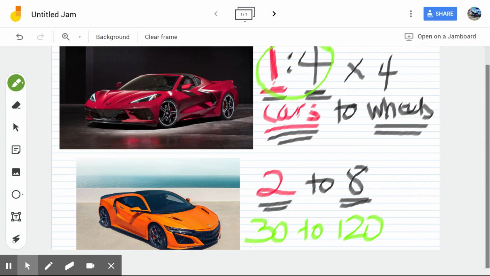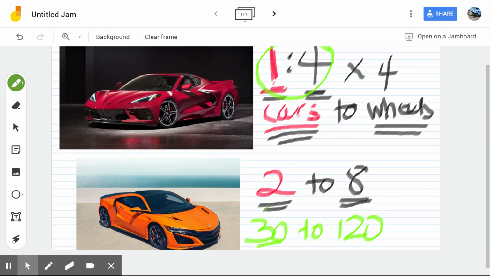Again, we're working from this first ratio. Every time I have one car, that means that there are 4 wheels. If it's up to two cars, I multiply that by 4 to give me 8 wheels. If I'm thinking of maybe like a car dealership that has a lot of cars, then it would be 30 cars, again, multiplied by 4 to maintain an equivalent ratio for every single example.